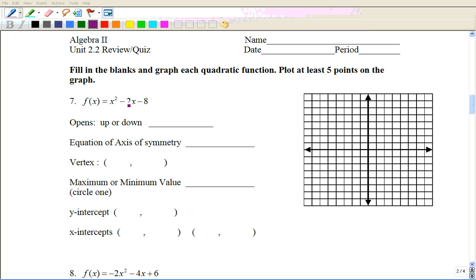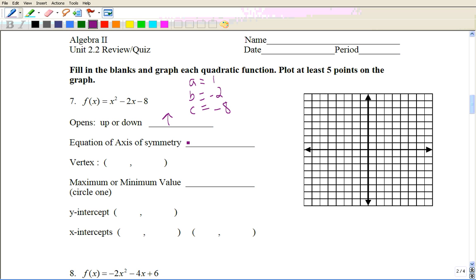So if we have x squared minus 2x minus 8, I'm going to start out by saying a is what? A is what's in the front, so we have 1. B is our middle term, which is negative 2. And C is the last term, the constant, and that's negative 8. So this opens up because A is positive.